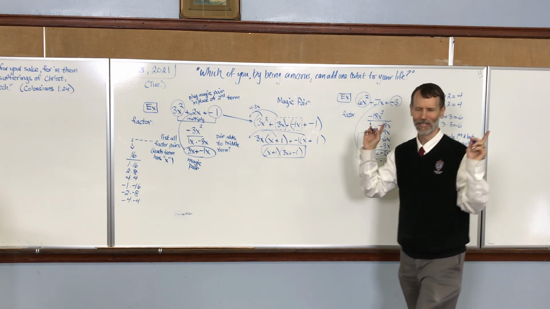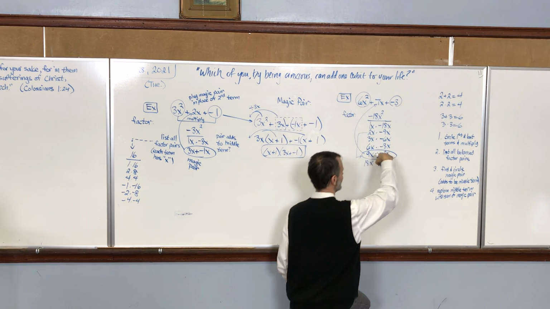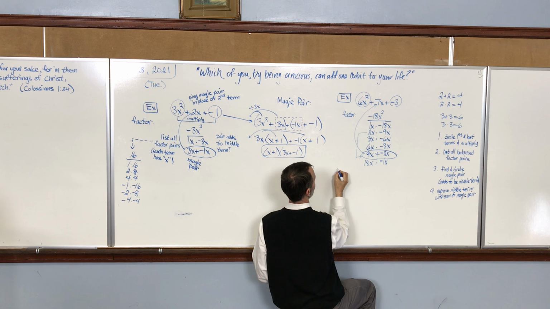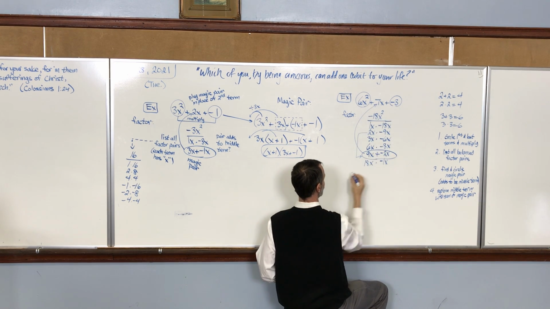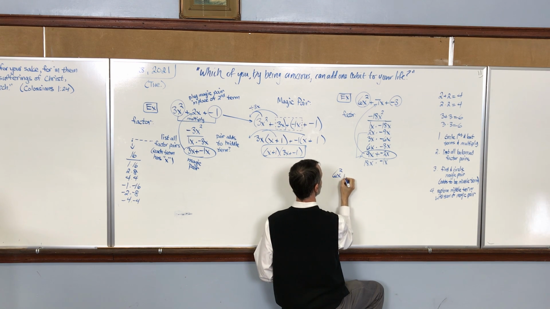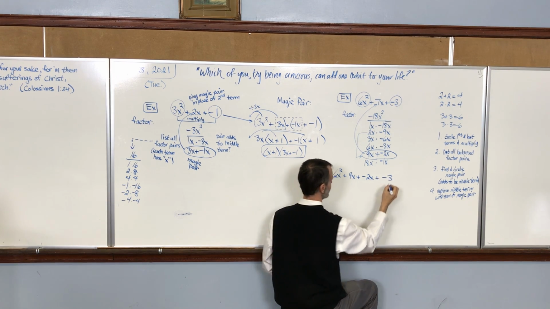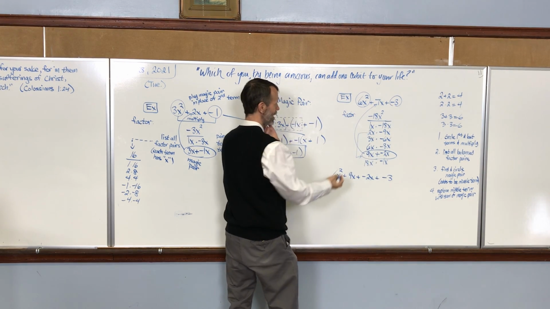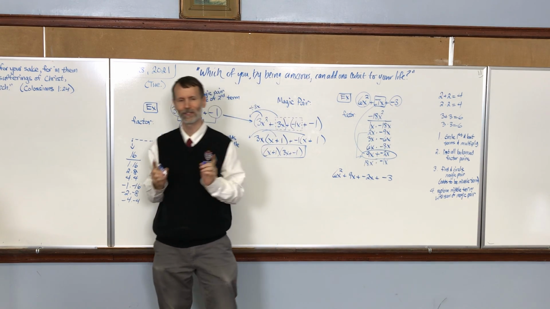Can somebody read that off for me from beginning to end? Just read off the original problem, but instead of 7x, replace it with this. 6x squared plus 9x plus negative 2x plus negative 3. Does that make sense? I'm replacing this with the magic pair and a plus.